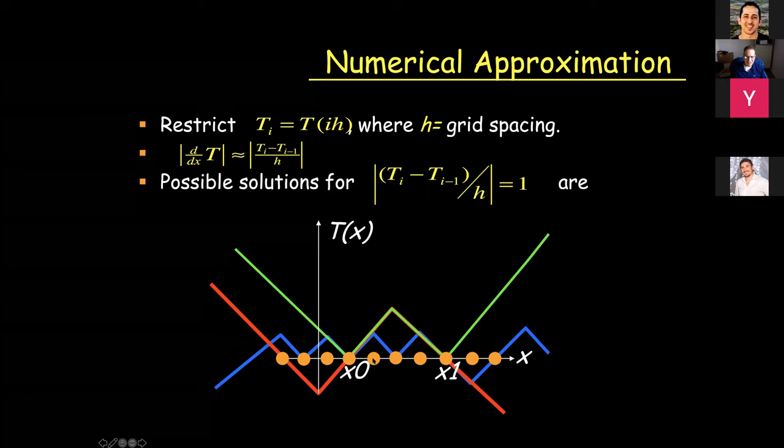So this would be one, this would be two, this would be three, this would be four, et cetera, et cetera. And I'm naming them t_i. So the value of t at this point would be t zero. The value of t at this point would be t one, et cetera, et cetera.